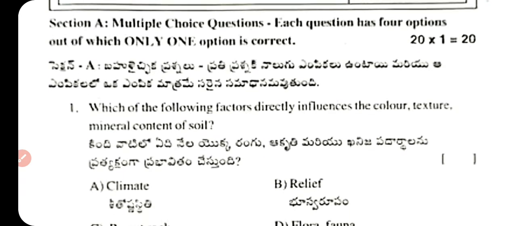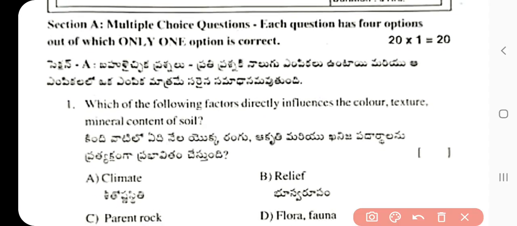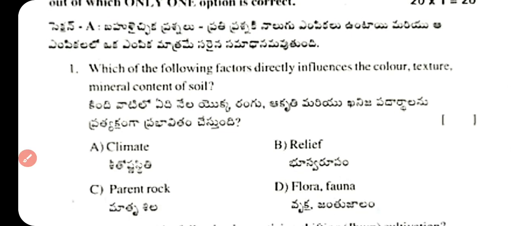Section A, multiple choice questions. Each question has 4 options, out of which only one option is correct. Question number 1: Which of the following factors directly influence the color, texture, and mineral content of soil? What is the right answer? Parent rock is the correct answer of question number 1.